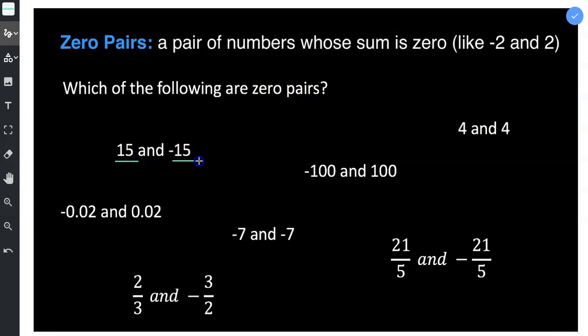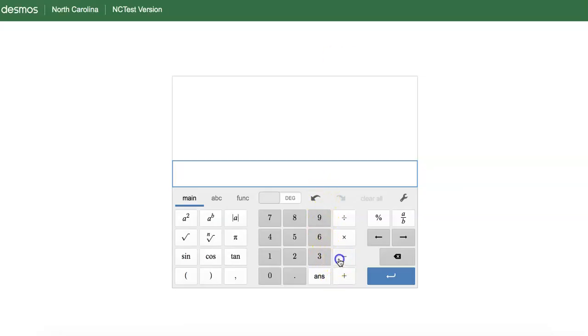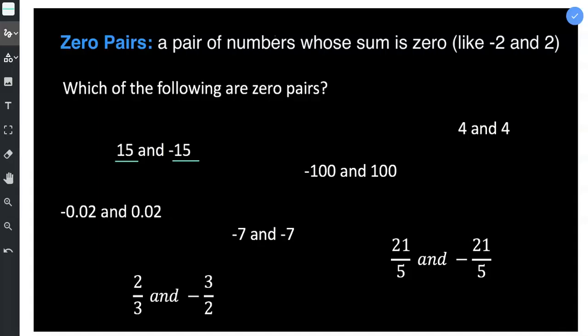Now, when you complete your math maze, you're allowed to use a calculator. So let's use a calculator to see if 15 and negative 15 gives us 0. So I'm going to type in negative 15 plus 15, and that gives us 0. So that's a zero pair. So I'm going to circle that. That is a zero pair.